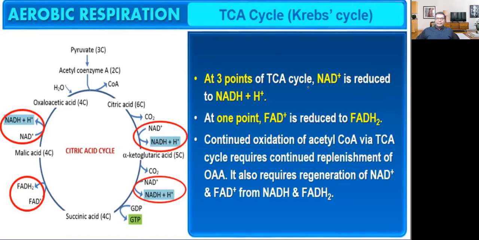At 3 points of the TCA cycle, NAD is reduced to NADH. Here, 1 point is here, and 1 point is here. At 1 point, FAD is reduced to FADH. Here, FAD is reduced into FADH. Continued oxidation of acetyl coenzyme A via the TCA cycle requires continuous replenishment of OAA. It also requires regeneration of NAD and FAD from NADH and FADH.